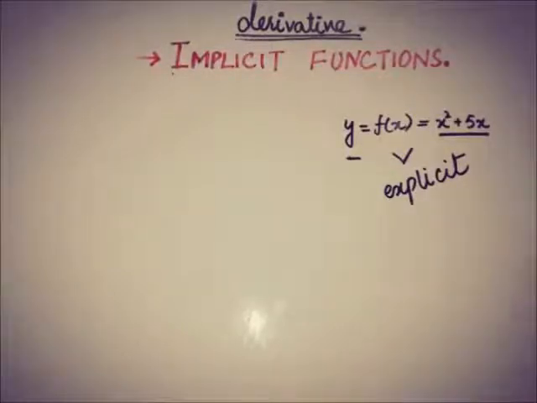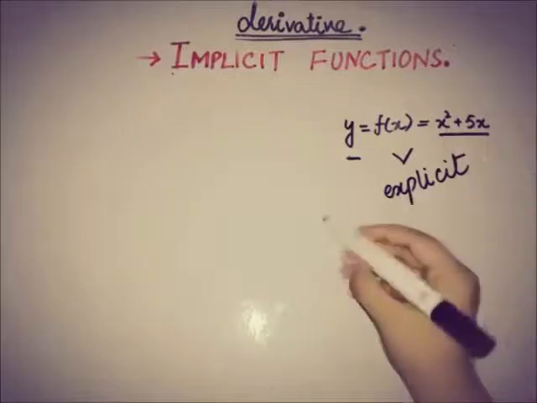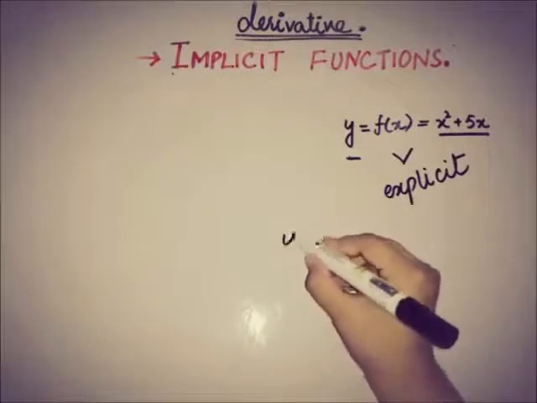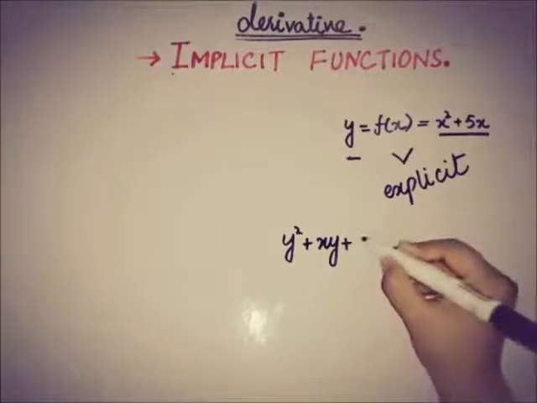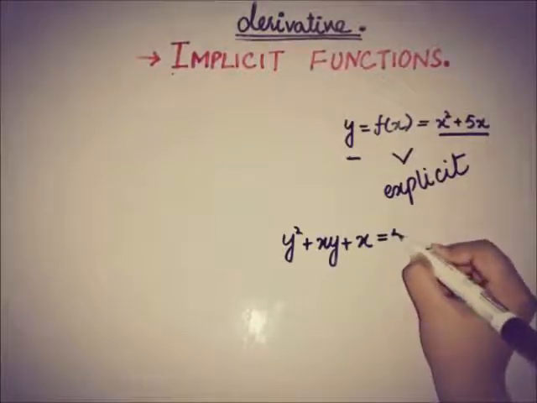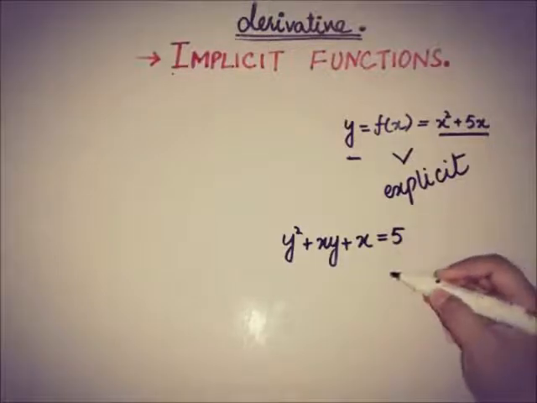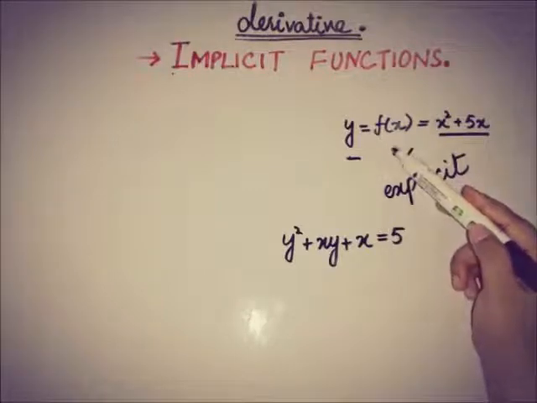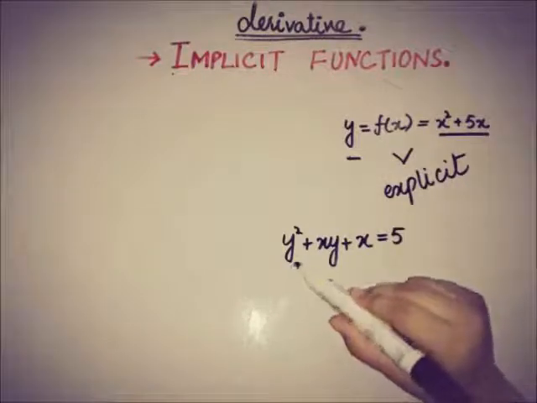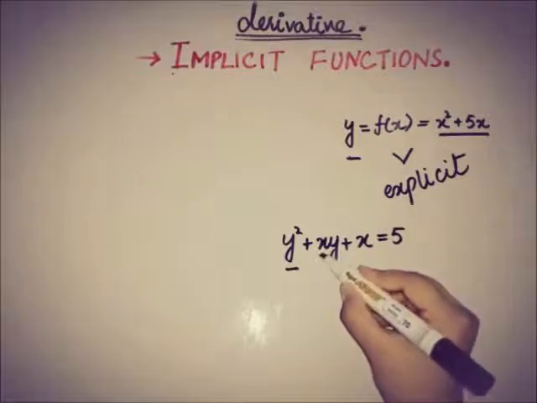Sometimes the functional relation is not explicit, that is, it is not in the form of y is equal to f of x, but there is an equation involving x and y. For example, y squared plus xy plus x is equal to 5. This equation is not explicit because it is not written in the form of y is equal to f of x. It's an equation involving both a dependent variable and an independent variable.